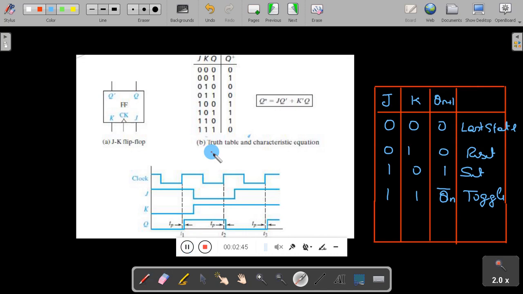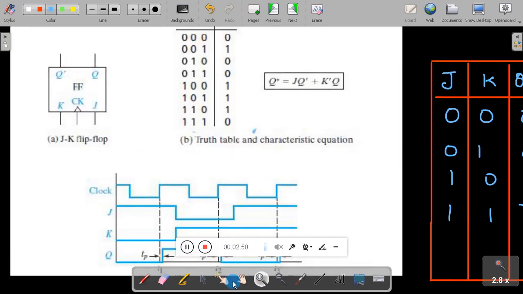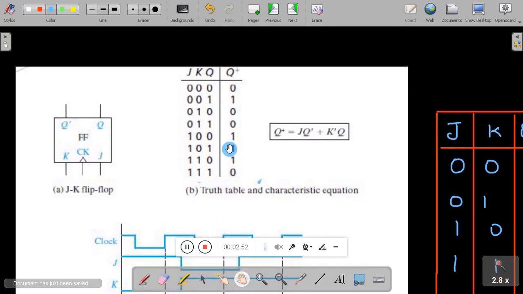In order to draw the characteristic equation, here we are taking three inputs. One is J, K and Q. Q is the last state. Based on that, we will define the next state. When there are three inputs, we have 8 combinations. I have already explained this in my SR flip-flop session. So the 8 combinations are 000, 001, 010, 011, 100, 101, 110, 111.